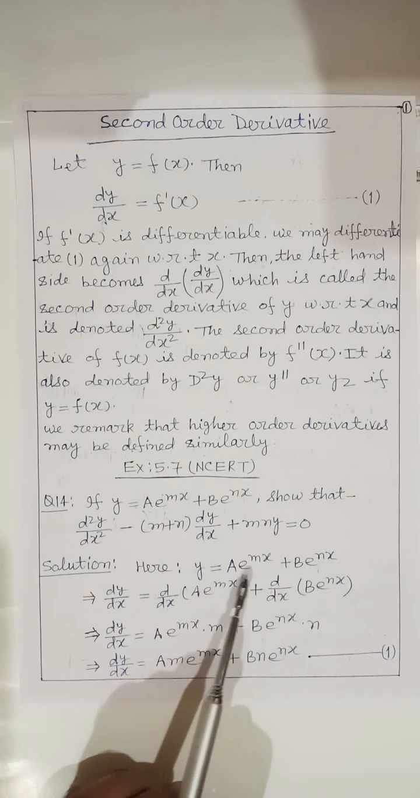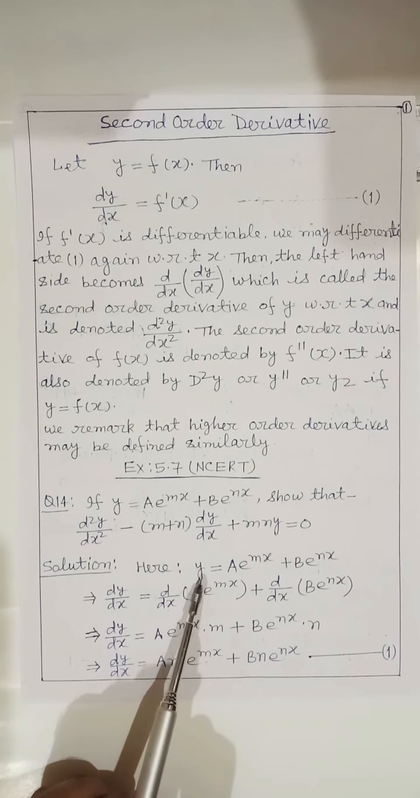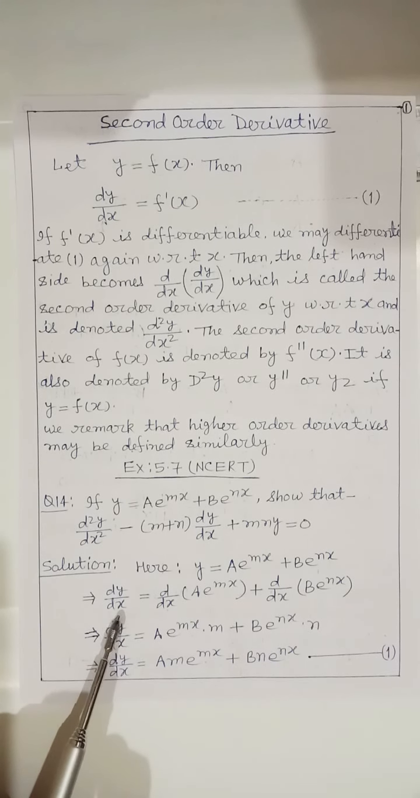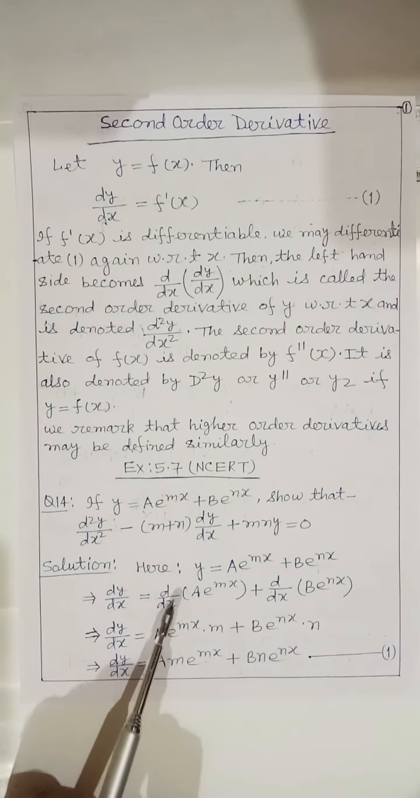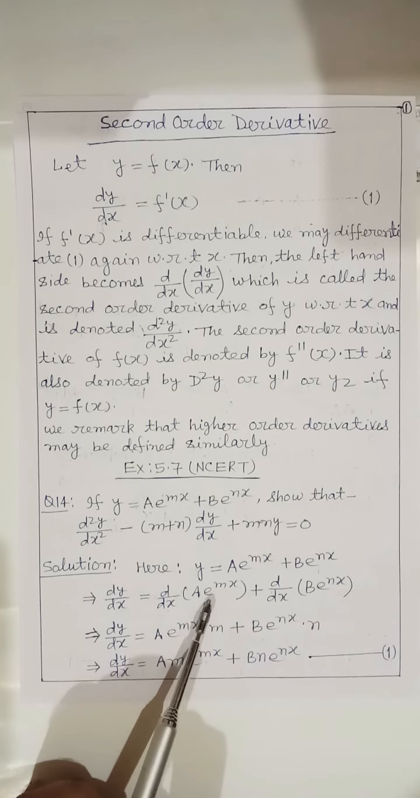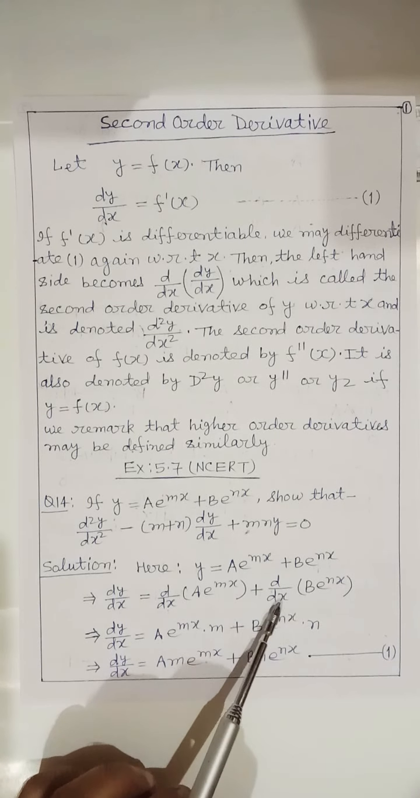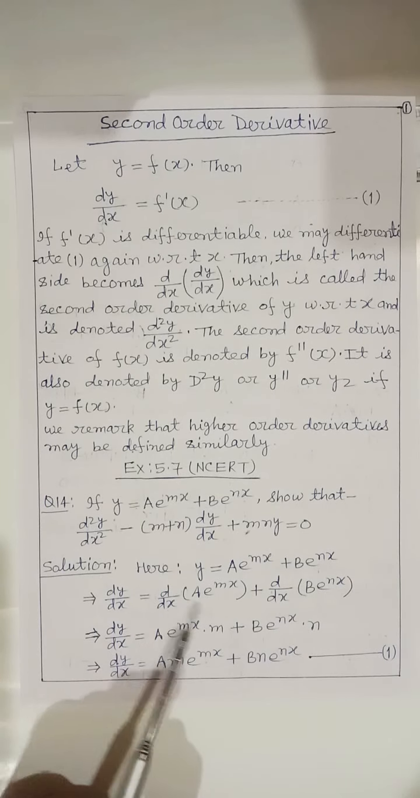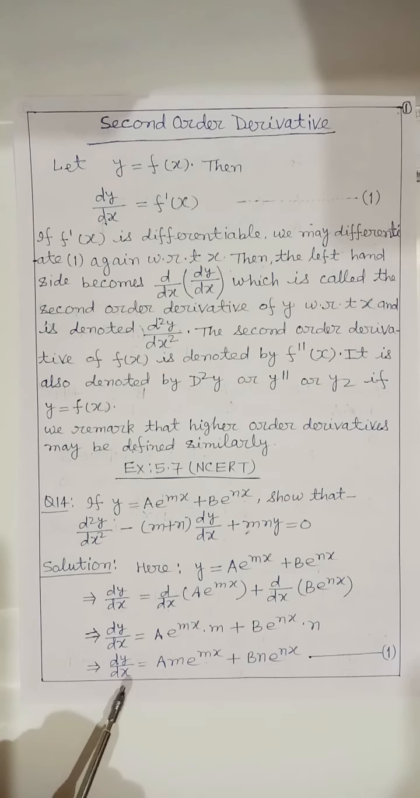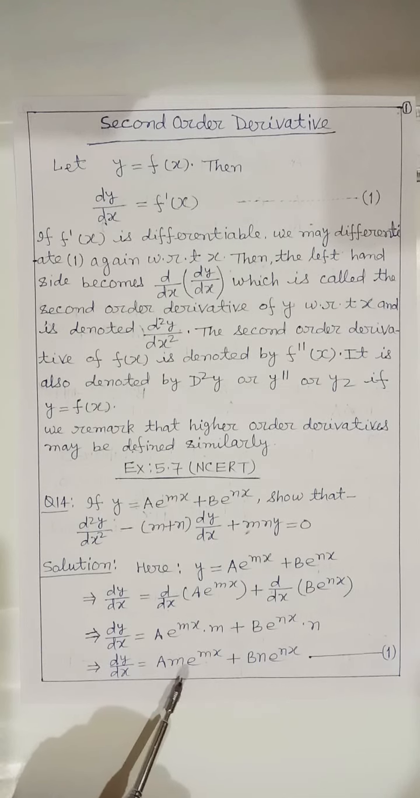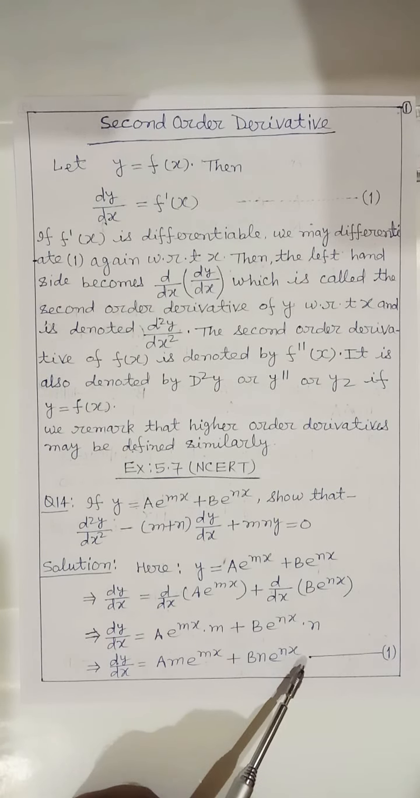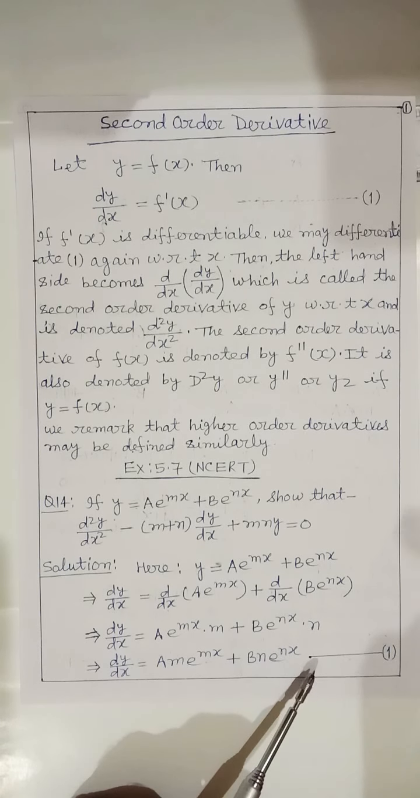Differentiating this on both sides with respect to x, we get dy by dx equal to d by dx of a e to power mx plus d by dx of b e to power nx. Already you know. And finally we get dy by dx equal to am e to power mx plus bn e to power nx. This is taken as 1.